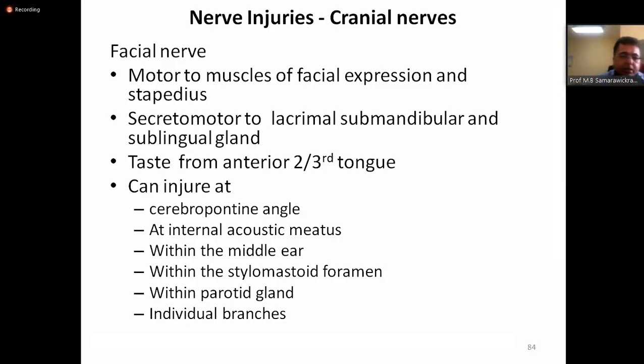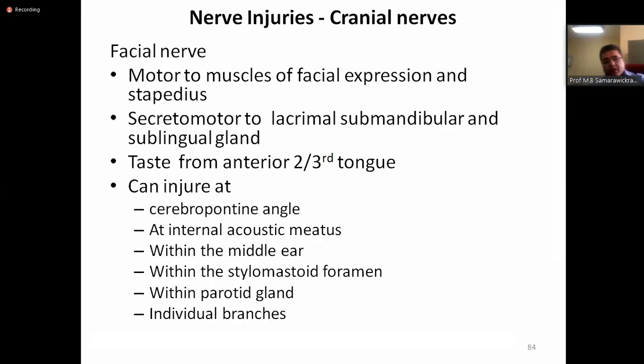Right. So it can be injured at the cerebellopontine angle at its exit from the brainstem, at the internal acoustic meatus as it enters into the internal acoustic meatus, within the middle ear, within the stylomastoid foramen, within the parotid gland, or individual branches in the face, especially during certain surgical procedures. In addition to that, I have not mentioned, it can be damaged at the nuclear level, what is called upper motor neuron lesions, right?